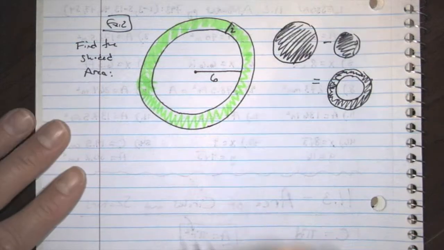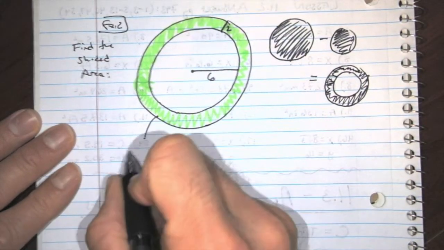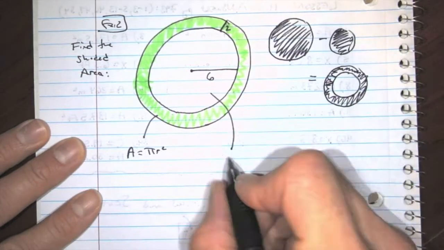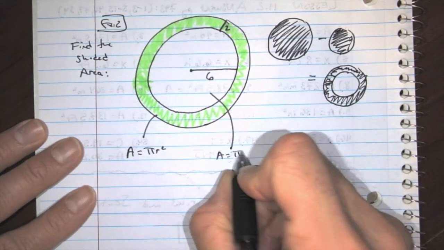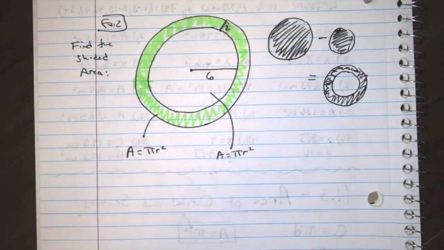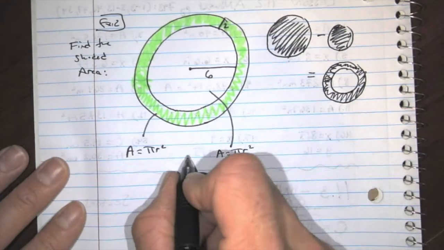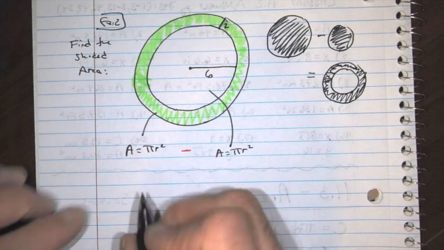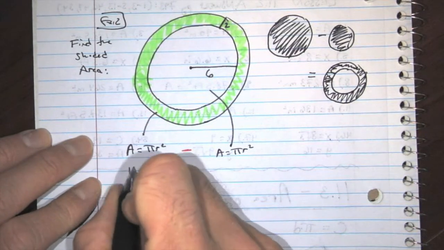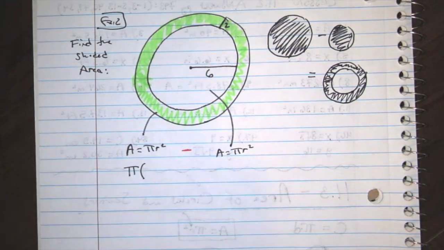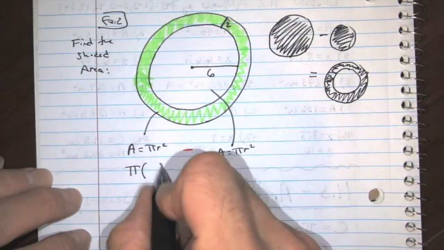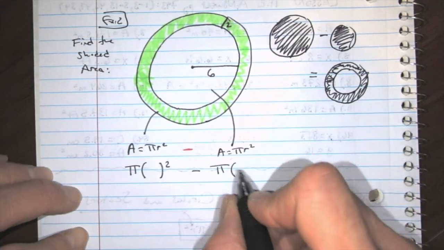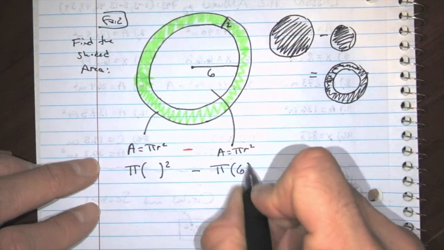So let's go ahead and do that. The area of the big circle is going to be pi r squared. The area of the small circle is, once again, pi r squared. They're both circles, and we need to subtract them. So that's going to be pi times the radius of the big circle squared. Oh boy, we don't have that. Darn it. Minus pi times the radius of the small circle squared. We got that. It's 6.